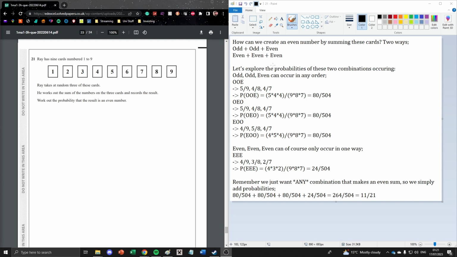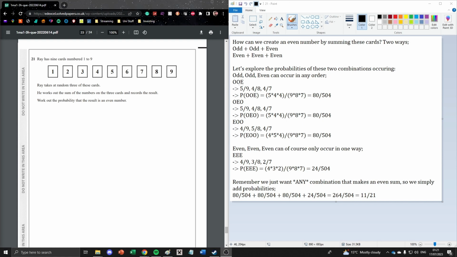So let's explore the probabilities of these sequences occurring. So if we do odd, odd, even, that can come in some different orders. We can either take out an odd card, then an even card, an odd card, or an even card, then an odd card, or an even card and then 2 odd cards. It does say Ray takes out 3 of these cards, so you'd assume he takes them out at the same time. But when we're doing these sort of probability questions, we have to assume that they're taken out with a slight delay in between them to do the calculations.